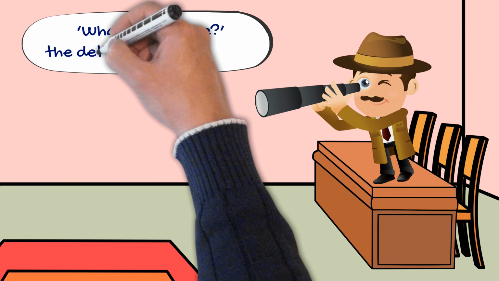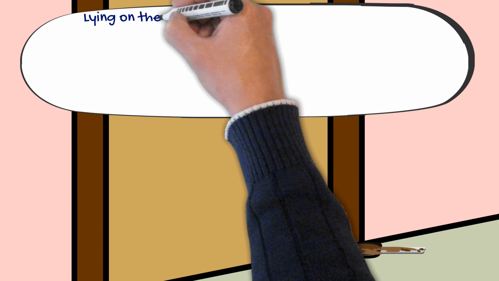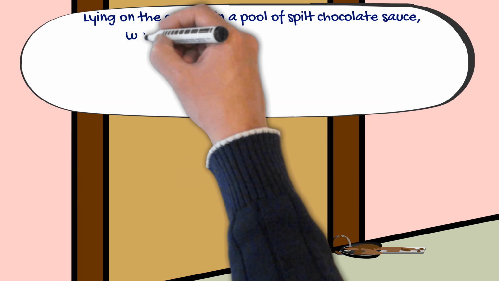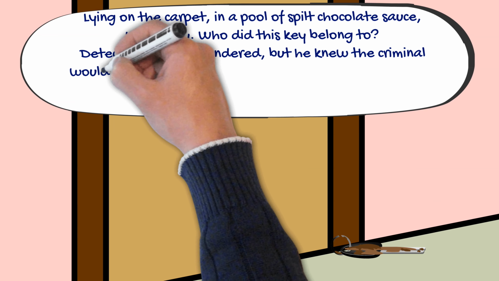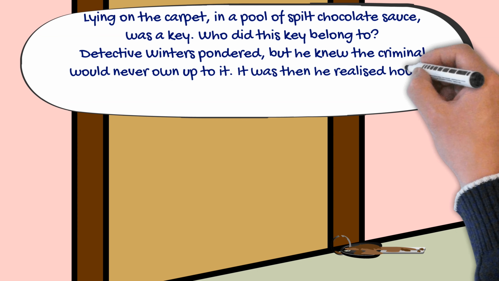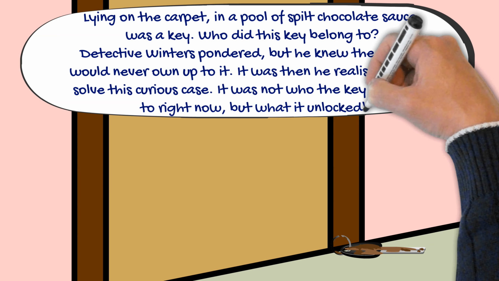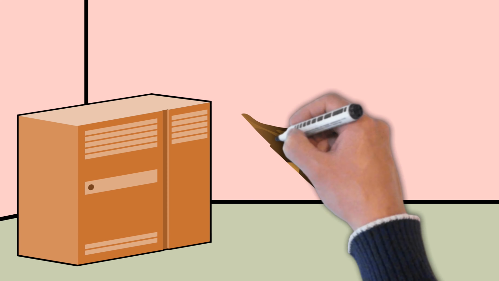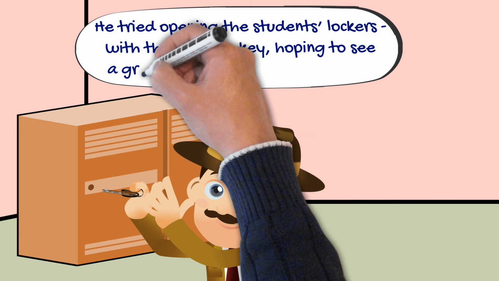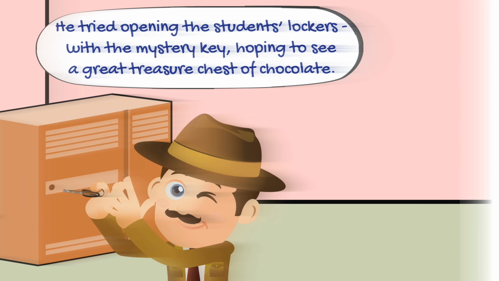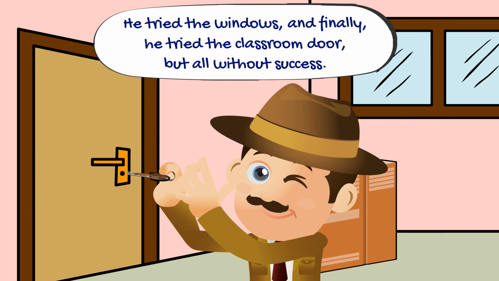"What's this I see?" the detective suddenly said. Lying on the carpet in a pool of spilt chocolate sauce was a key. Who did this key belong to? Detective Winters pondered, but he knew the criminal would never own up to it. It was then he realised how to solve this curious case. It was not who the key belonged to right now, but what it unlocked. He tried opening the students' lockers with the mystery key, hoping to see a great treasure chest of chocolate. He tried the windows, and finally, he tried the classroom door, but all without success.